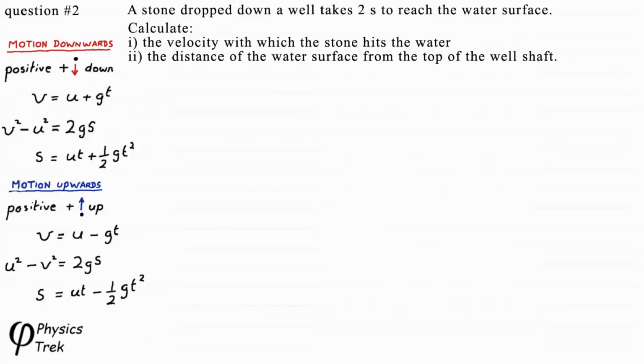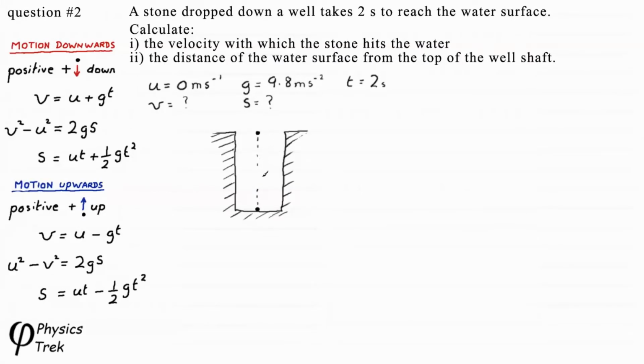Scrutinizing the question and writing out the information in symbol form, we have u, the initial velocity, 0 meters per second. g, the acceleration due to gravity, 9.8 meters per second squared. And t, the time for the object to fall, 2 seconds. We need to work out what the final velocity is and what the distance to the bottom is.